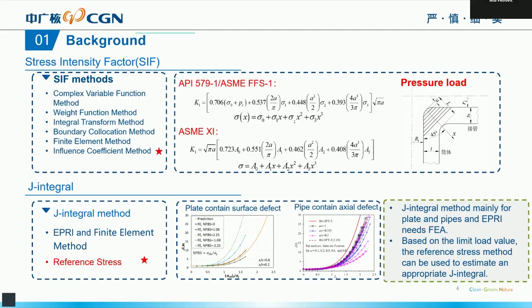For the J-integral, we can also use the a priori finite element method or the reference stress method. The J-integral methods are mainly for plates and pipes, and the a priori method needs finite element analysis. Based on the limit load value, the reference stress method can be used to estimate the appropriate J-integral.